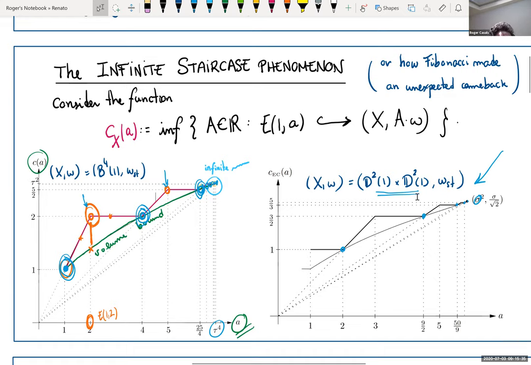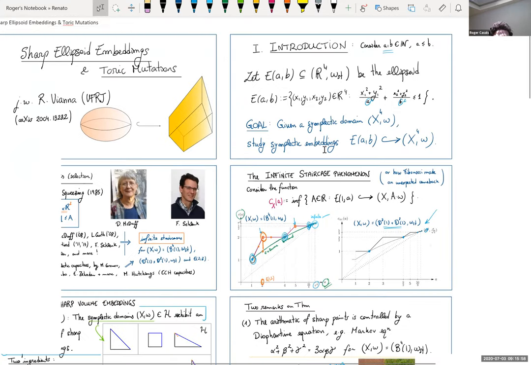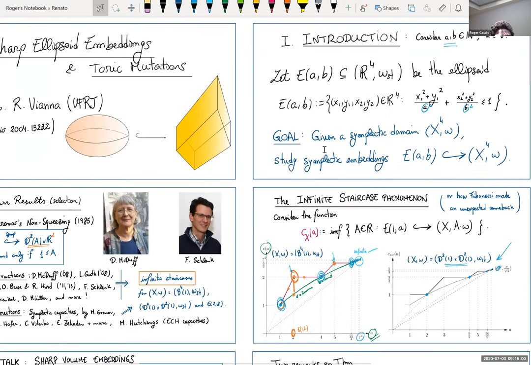But there are not that many sequences out there with names, and eventually you just get staircases with interesting arithmetic, but we cannot really give them a name. Okay, are there any questions to this point on what we're interested in and what the infinite staircase phenomenon is? I'll take 5 seconds of absolute silence as no. That's what we've seen so far.